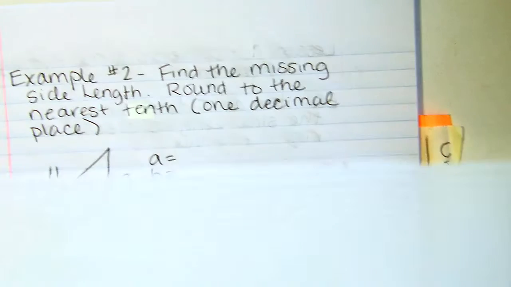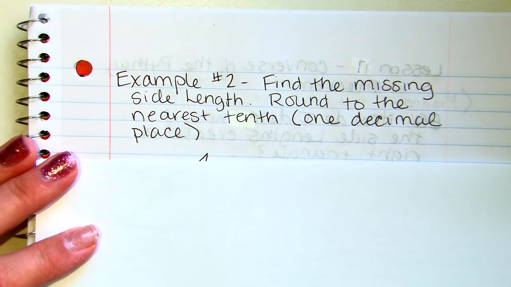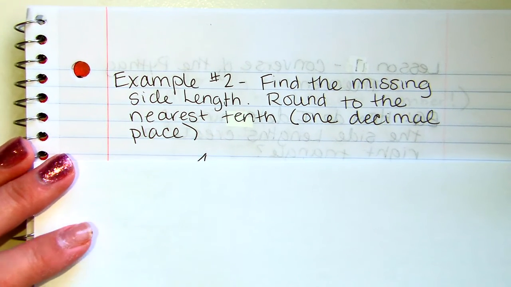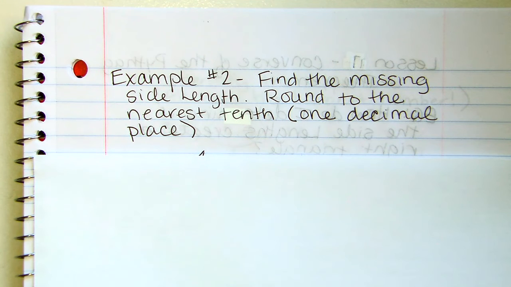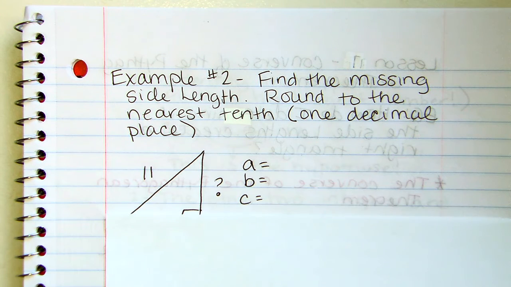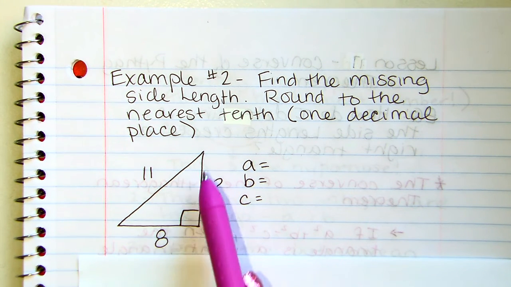So, for this example, it says, find the missing side length. Round to the nearest tenth, 1 decimal place. So remember, that's 1 digit behind our decimal. It helps me to have a figure, so I've got one right here. I have, once again, a right triangle.